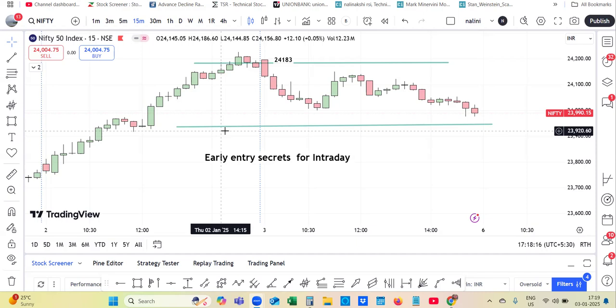You will not go into panic. Why does panic appear in the market? Because price fluctuates like anything. When price fluctuates like anything, your decision will become very weak. Even if you have taken an early entry, you cannot hold the position for fear of losing money. So today I am going to bring one early entry secret for this intraday trading.